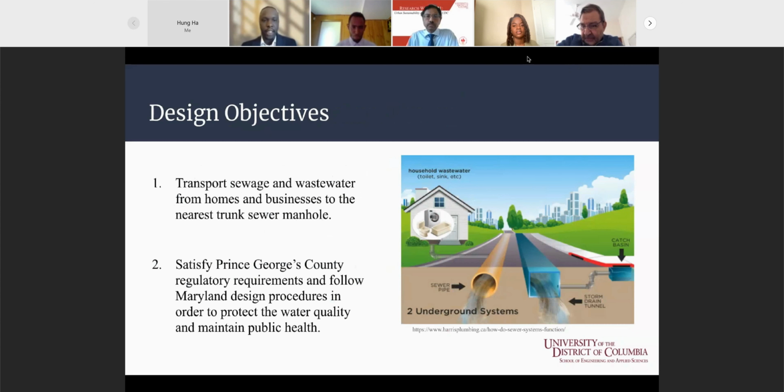Our main objective of this design is to transport the sewage and wastewater from our homes and businesses to the nearest trunk sewer manhole, while satisfying the Prince George's County regulatory requirements and following Maryland design procedures in order to protect water quality and public health. Next slide, please.